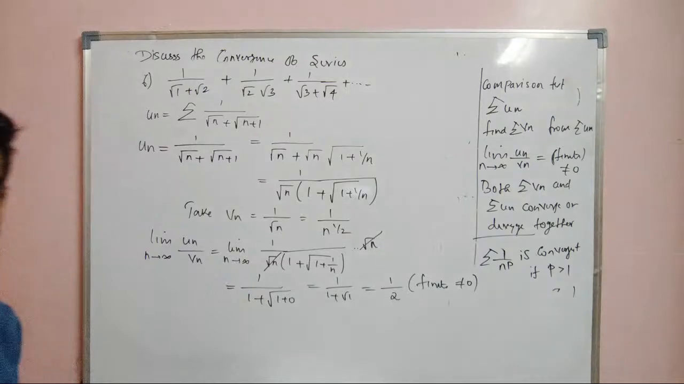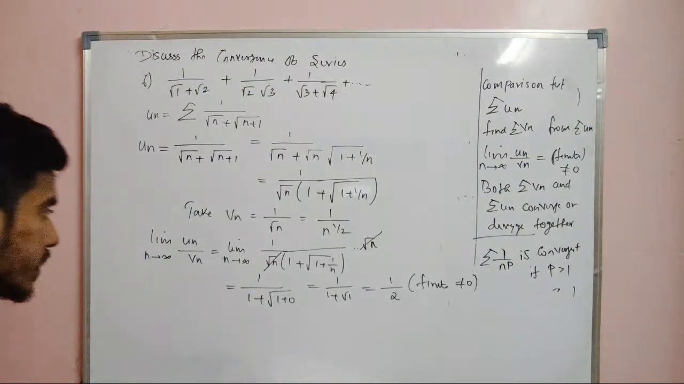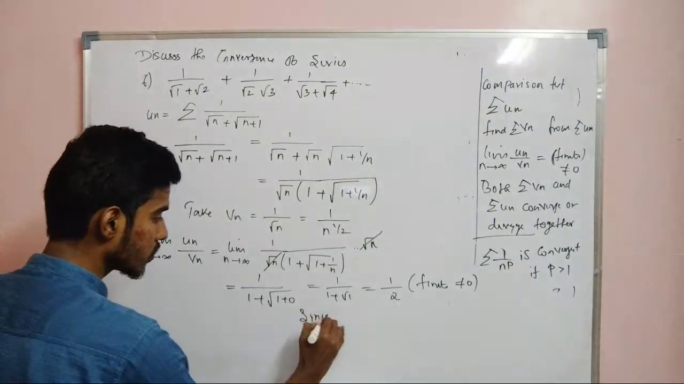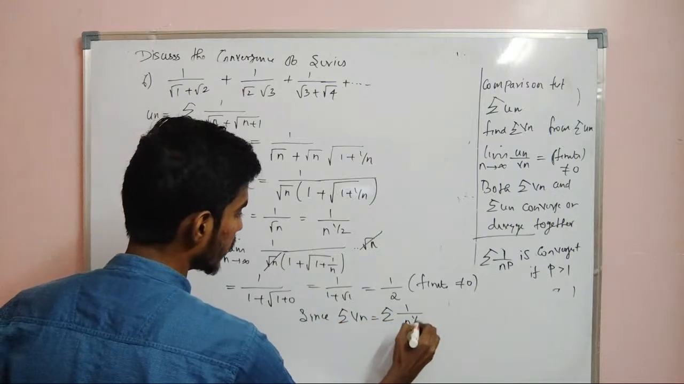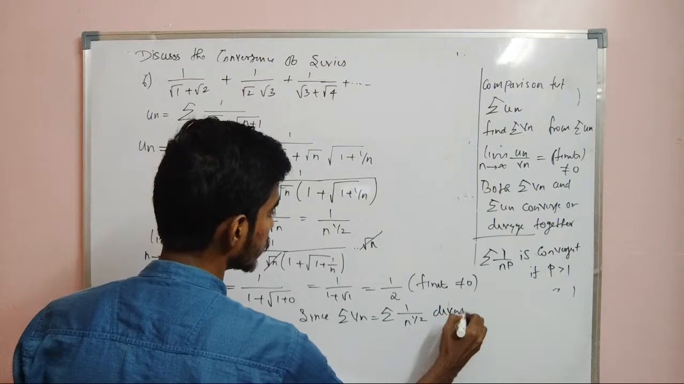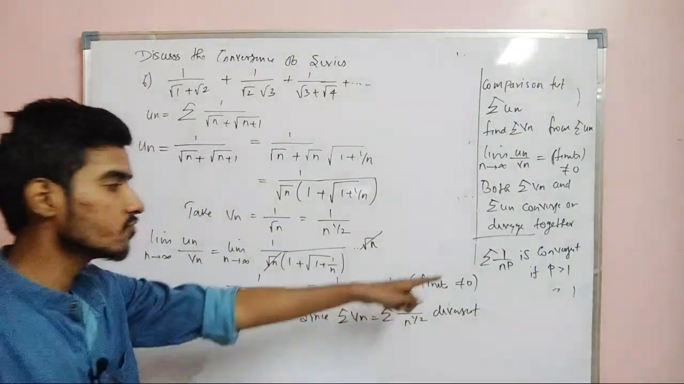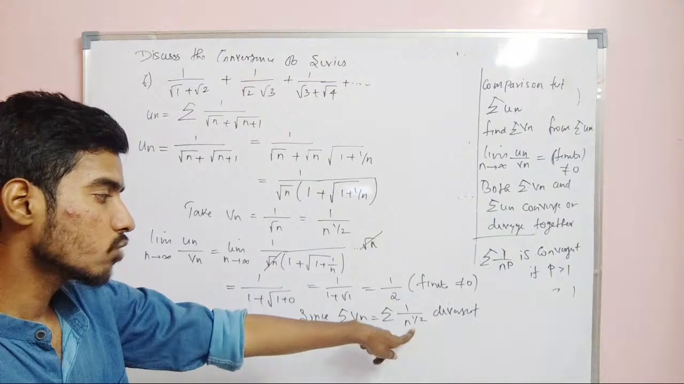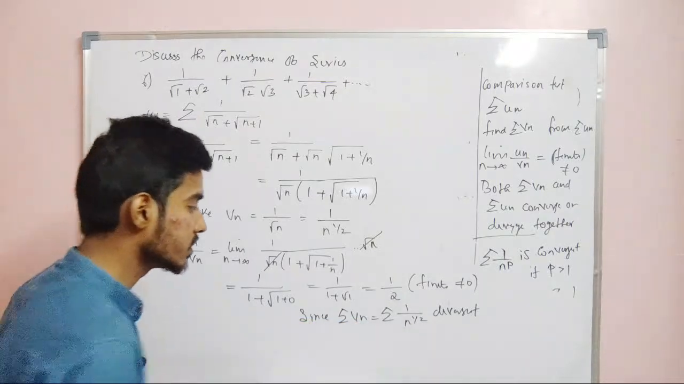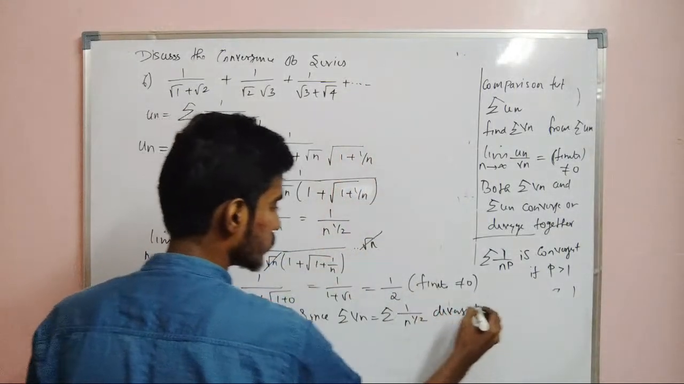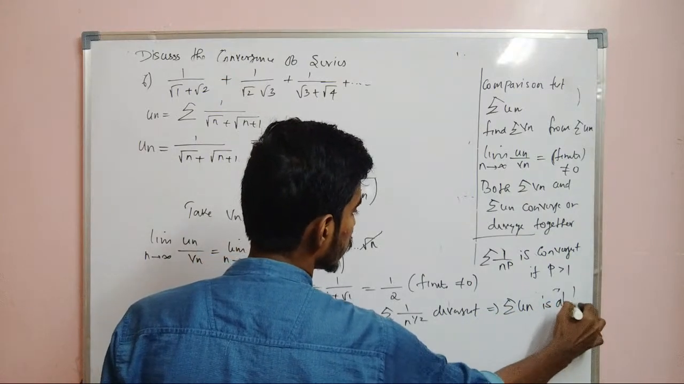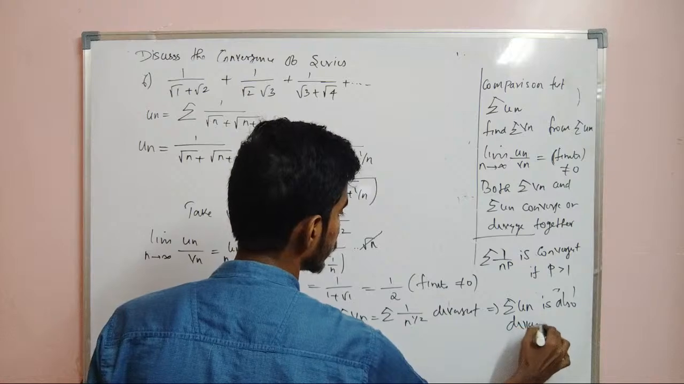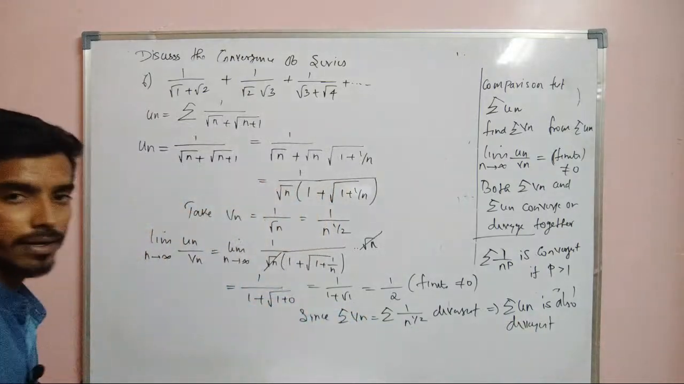So both un and Vn converge or diverge together. Since summation Vn, which is summation 1 by n power 1 by 2, is divergent. Why? Because it would be convergent only if p is strictly greater than 1, but here p is 1 by 2, therefore this is divergent. So this implies summation un is also divergent, because by comparison test both converge or diverge together.